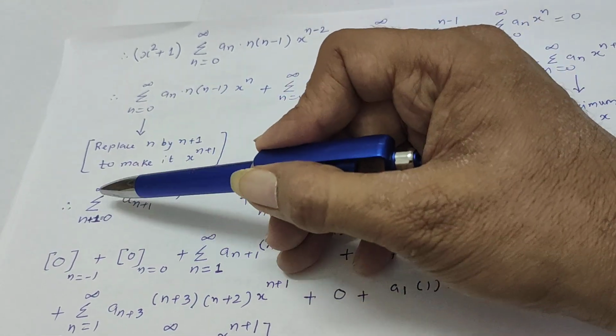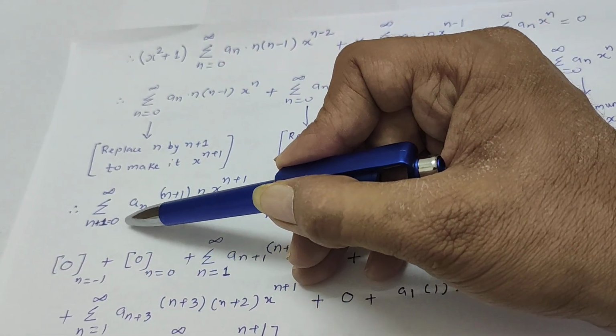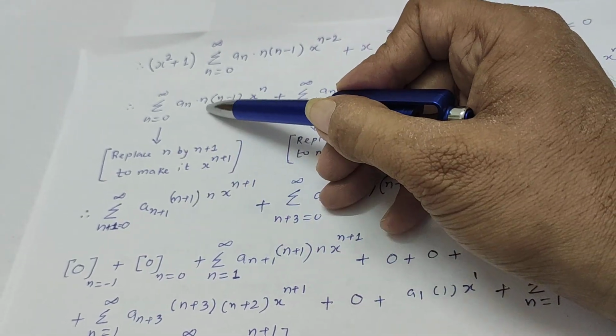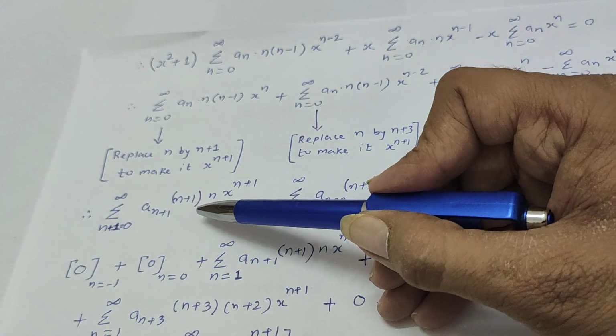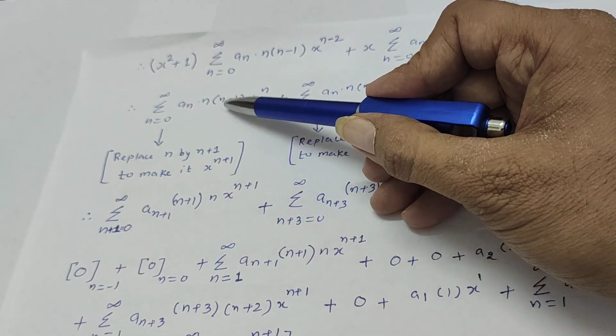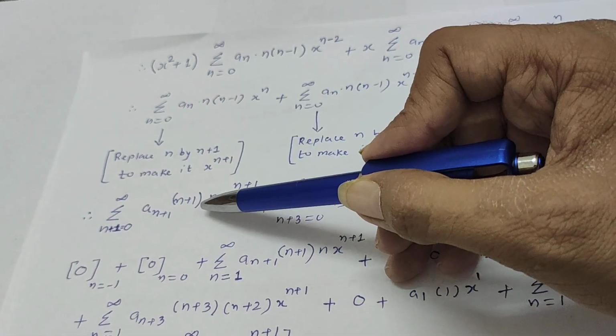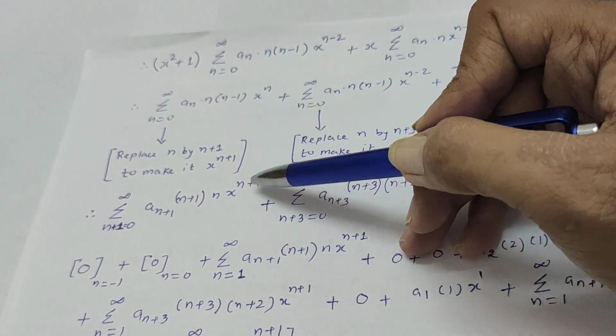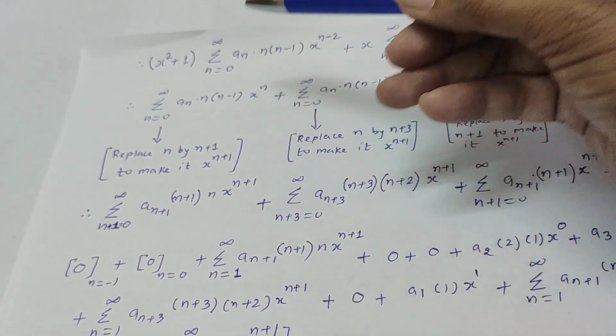Now in this term, replace n by n plus 1. So it will become summation from n plus 1 equals 0 to infinity a_{n+1}, replacing n by n plus 1, so plus 1 minus 1 will cancel out, so it will become n, and replace n by n plus 1, so it will become x raised to n plus 1.